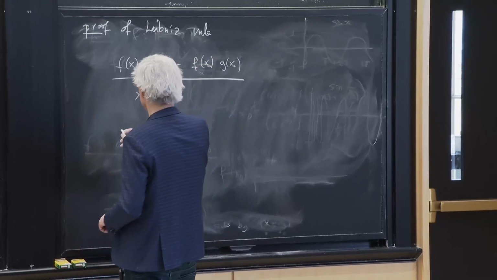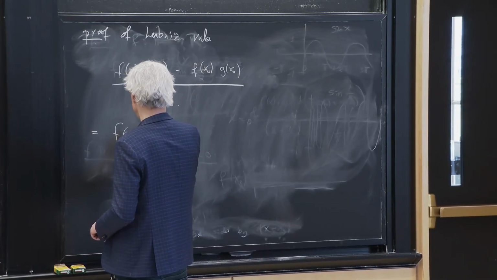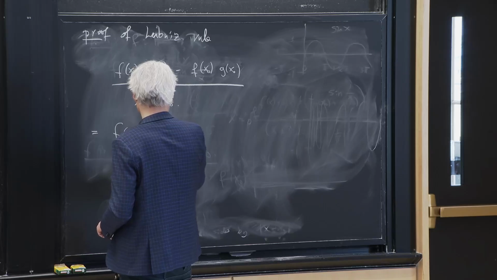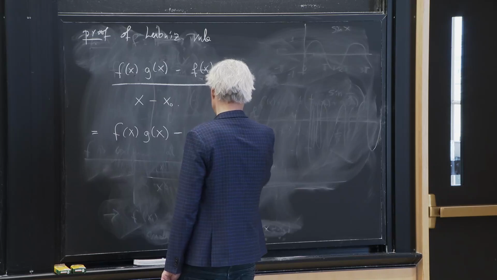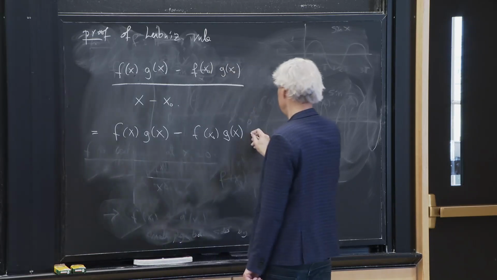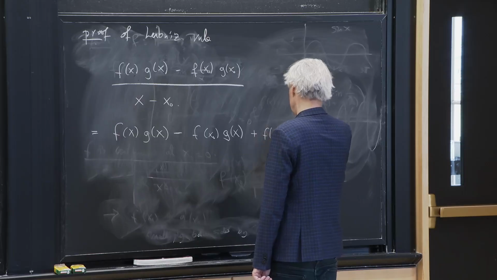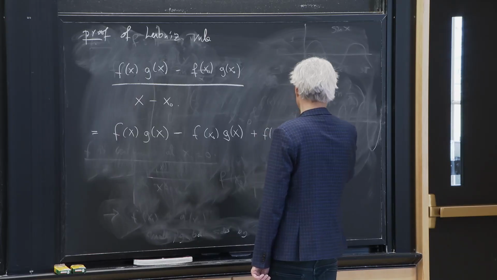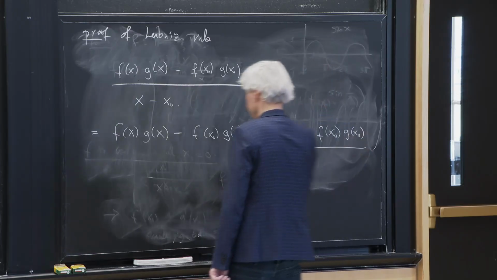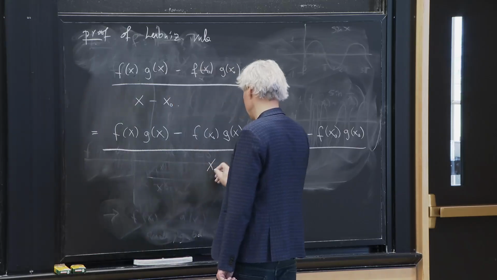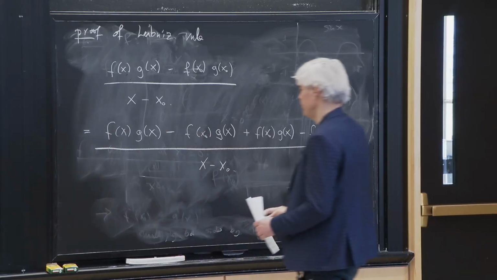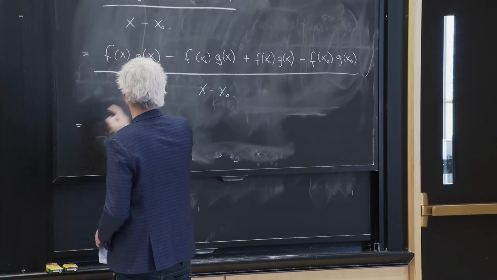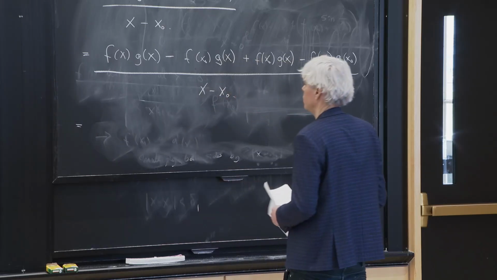So I'm looking at this thing here, and I write it as f of x times g of x minus, and it doesn't really matter where you're inserting it, this here is like splitting the difference, and then I have to add it again. So this is certainly the same. I'm just subtracting it and adding it right back. And now I split this into two. So this fraction I split into two.